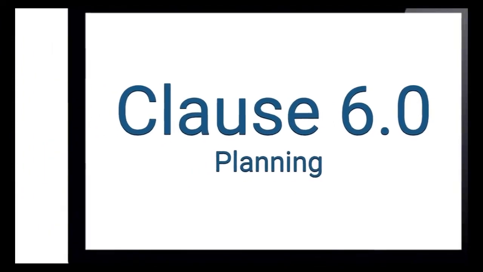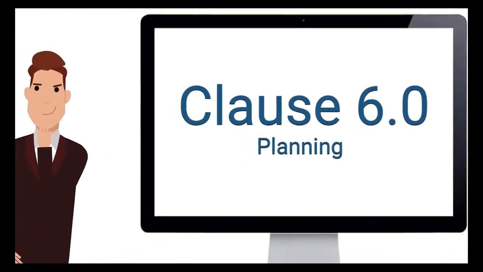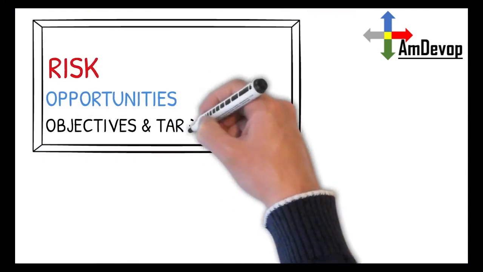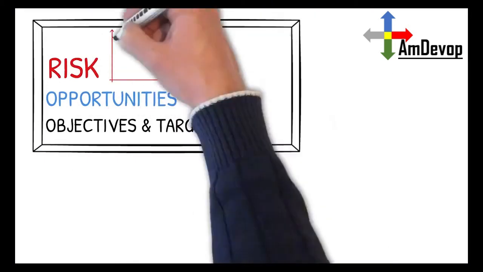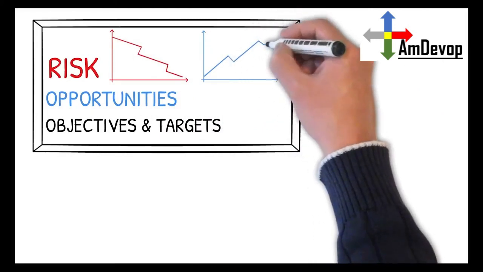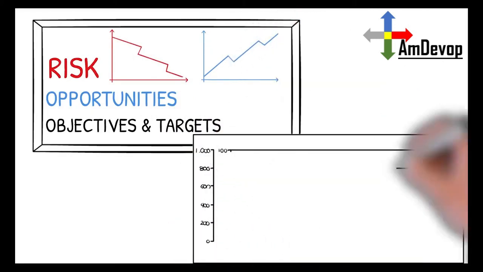Clause 6 will guide us on how to effectively plan our actions to address risks and opportunities. These, by the way, are one of the highlights of the new ISO 9001. Quality objectives should also be defined and, most importantly, come up with a clear-cut plan on how to achieve them. Changes in these objectives and actions should also be carefully included in the planning.